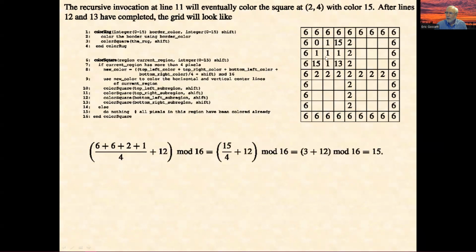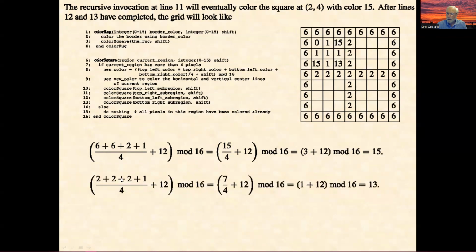We can then fill in the remaining 3 empty squares in this top region. For instance, these 2 15s come from blank squares before they're colored with 6, 6, 2, and 1. So we add those and get 15. 4 goes into 15 3 times. Throw the remainder away. Add that to 12 is 15. 15 mod 16 is 15. And so those 2 squares get color 15. This one gets color 13 because its border colors are 2, 2, 2, and 1. So we get 7/4, which has a quotient of 1. Add to get 13. 13 mod 16 is 13.